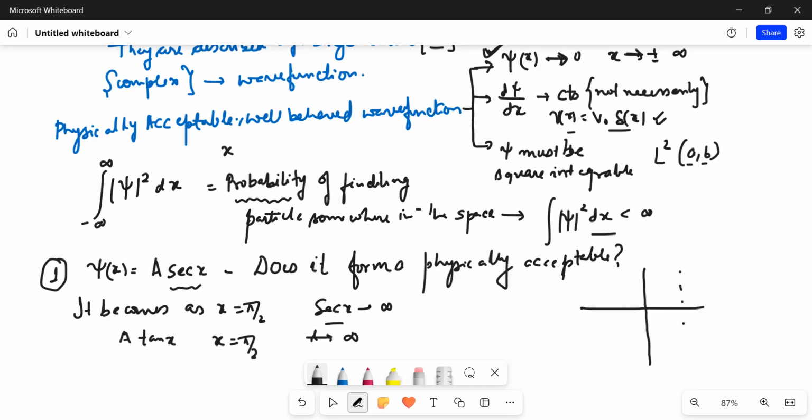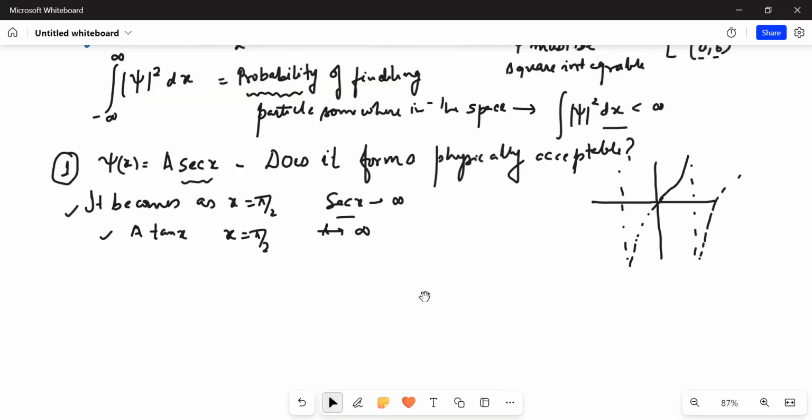So if you are aware of the graph, if I make the graph of tangent, it will go from here to here, and at x equals pi by 2, to the left hand it will go towards infinity, and to the right hand it will go towards minus infinity. So you know that tangent of x also cannot become a physically acceptable wave function. And in the same way you can think of this: let's say I give you an example of e to the power x squared, not minus.